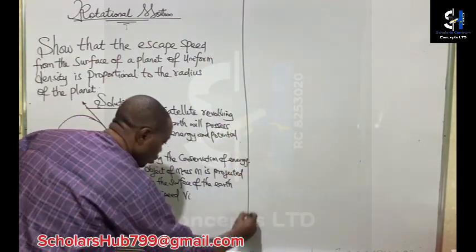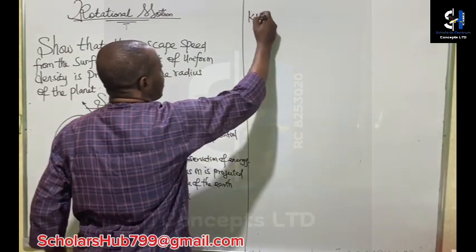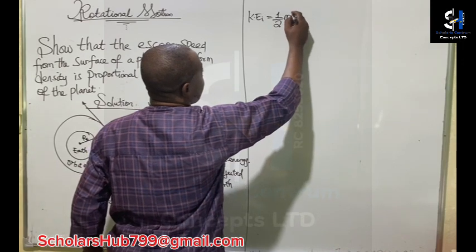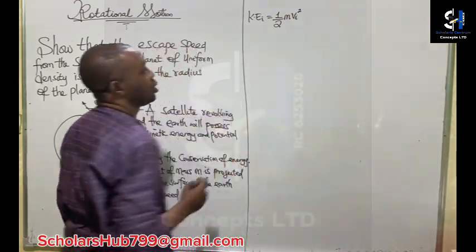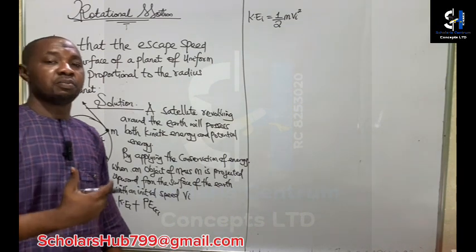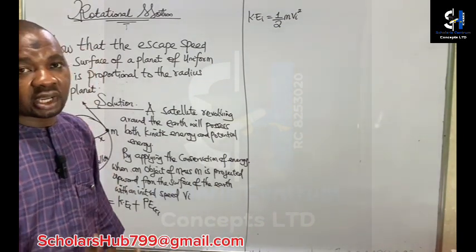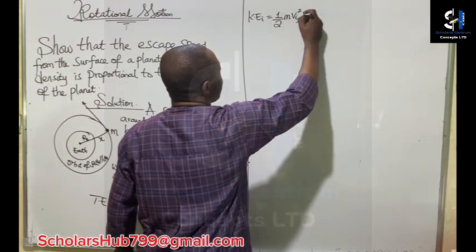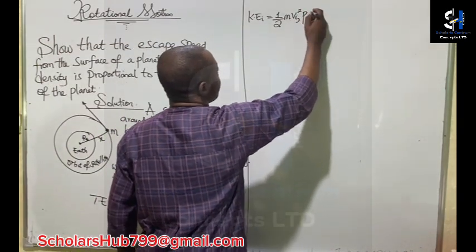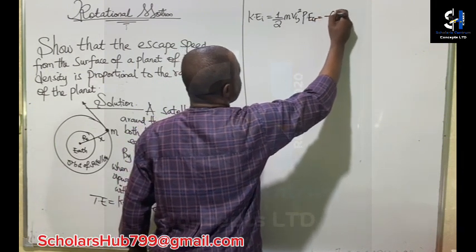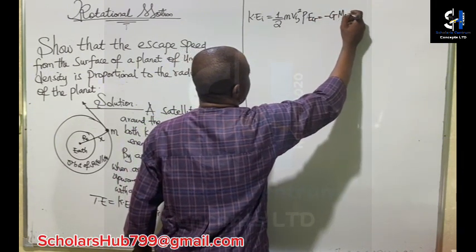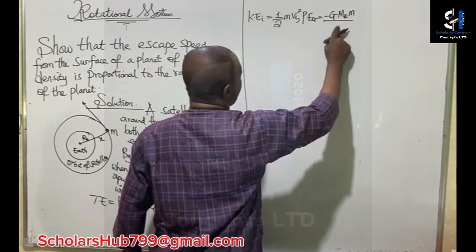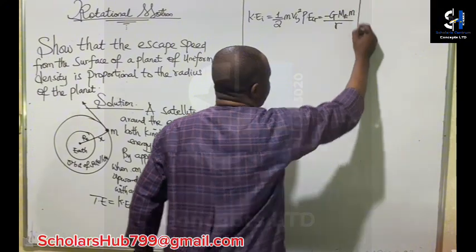So now what we have here is the kinetic energy and the potential energy. The initial kinetic energy is 1/2 mV². The energy possessed by a body by virtue of its mass and velocity is what we call kinetic energy. Then the gravitational potential energy will be negative G times the mass of the earth, multiplied by the mass of the planet or the satellite, over r.